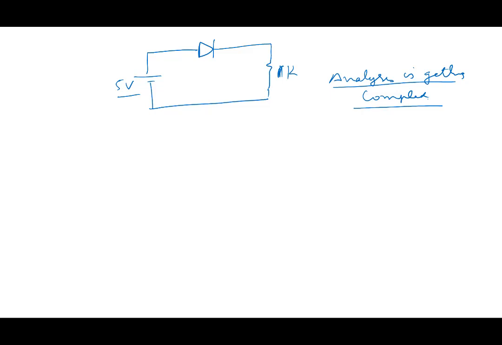Now, if you don't want to be precise, if you can tolerate a certain amount of error, what we notice is the diode voltage, VD. VD is VT times ln(1 plus ID by IS). If you look at this, VD is a log function of ID.